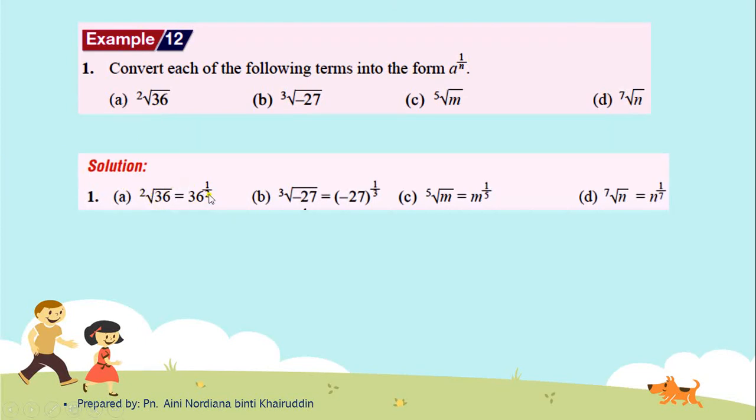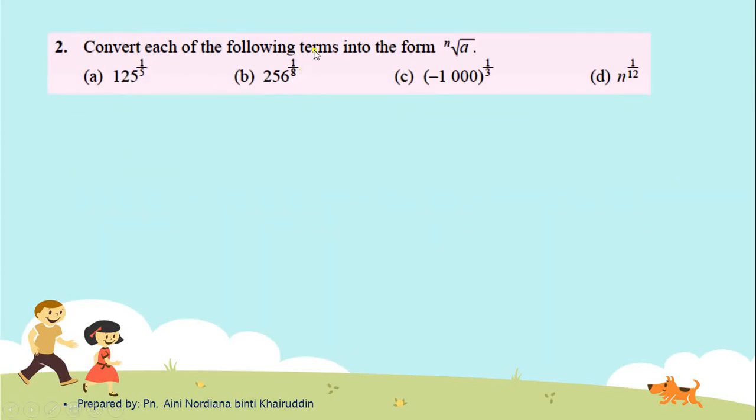We write it as to the power of 1 over 2. So 36 to the power of 1 over 2. Here the cube root becomes negative 7 to the power of 1 over 3. The fifth root, so m to the power of 1 over 5. The 7th root, so n to the power of 1 over 7.